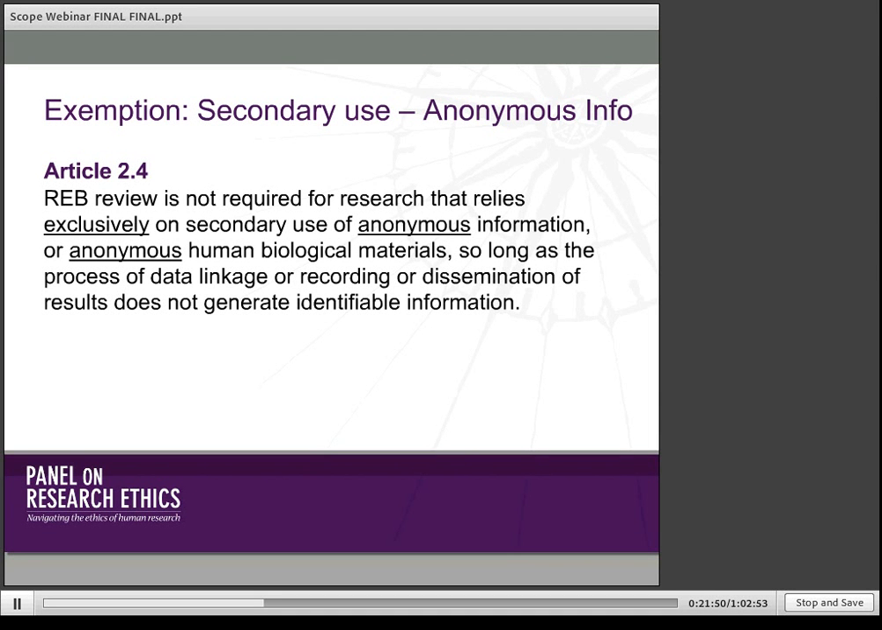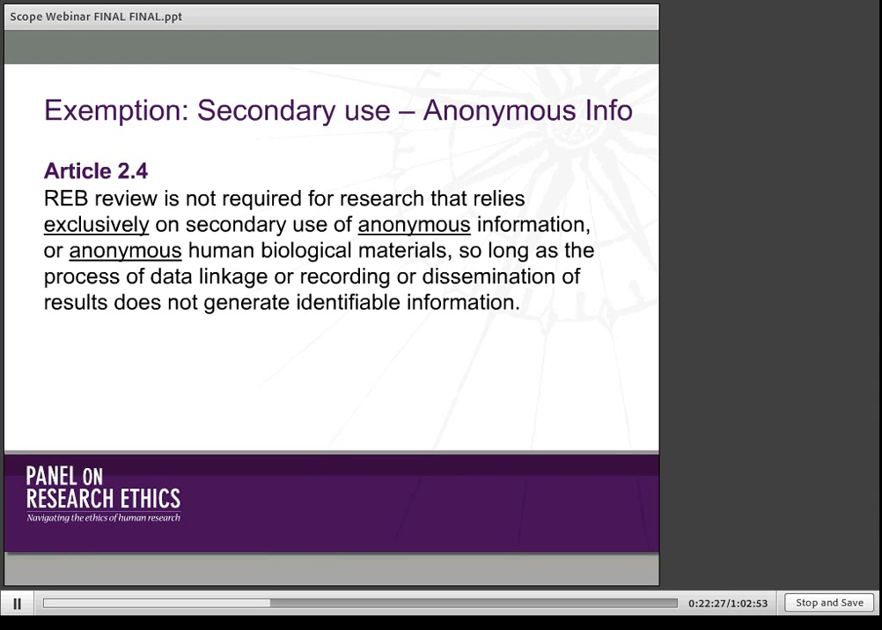The first thing to note is that this article is very narrow in scope. It's about research that relies exclusively on the secondary use of information and only if the information is anonymous, and where the research does not generate identifiable information, either from the way the information is collected or disseminated, or if it should be linked with other databases. This last point is getting at the idea that you may have 2 anonymous data sets that, when linked together, can provide identifiable information.